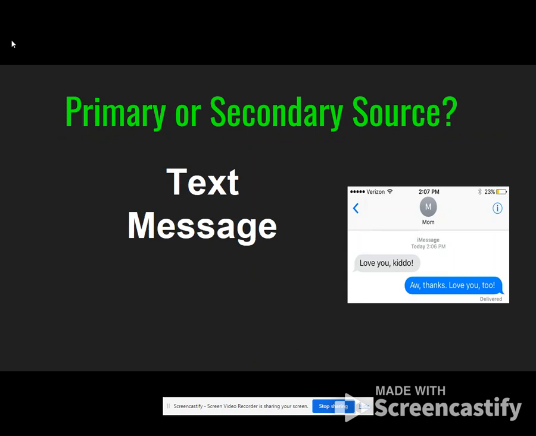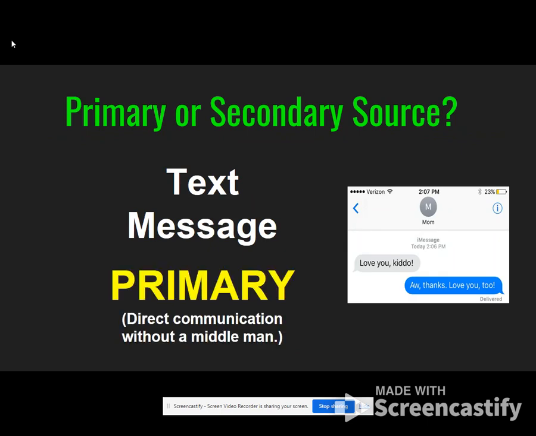So first example is a text message, and that is a primary source. It is direct communication without a middleman. If you look at the example I give you here, it's a text message from mom. She says, "I love you, kiddo." And that is direct communication from her to you. That is the same as her saying it to you, or her writing it down and handing it to you on a piece of paper. It's direct, one-on-one. There is no middleman. Therefore, you experienced it, and she said it directly to you. So text message is primary.